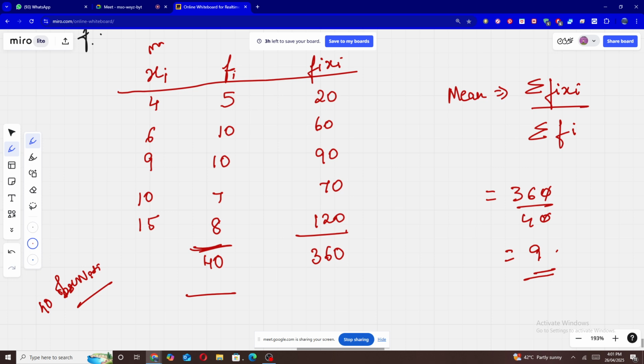Ma'am, can you just explain what Xi and Fi was again? Fi is frequency and Xi is marks.